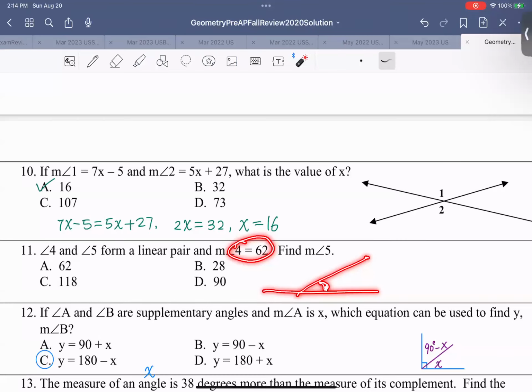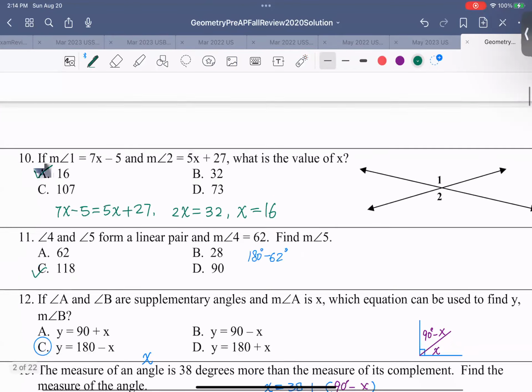Angle 5 will be 180 minus 118, that's 62. Yes, thank you. That makes sense, right? Okay. Let's do one more here.